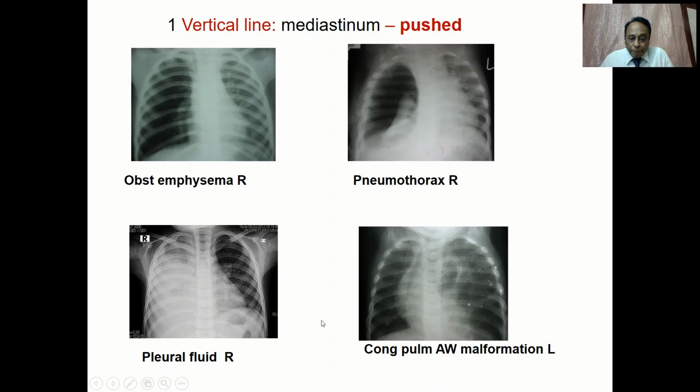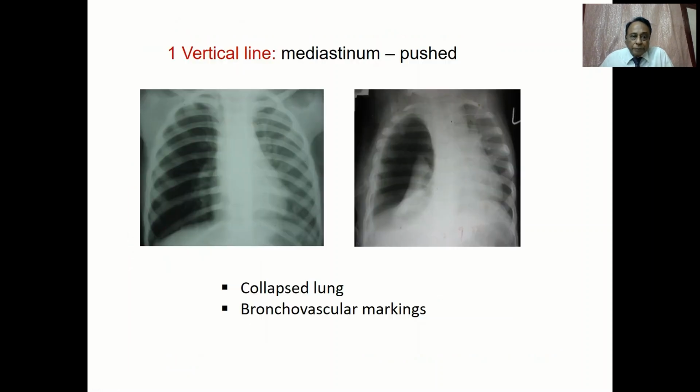It's a mild pleural fluid. And again here the pathology, that is a cyst, a congenital cystic adenomatoid malformation on the left lung, pushing the mediastinum to the right. Sometimes it is difficult to differentiate between the obstructive emphysema and the pneumothorax.